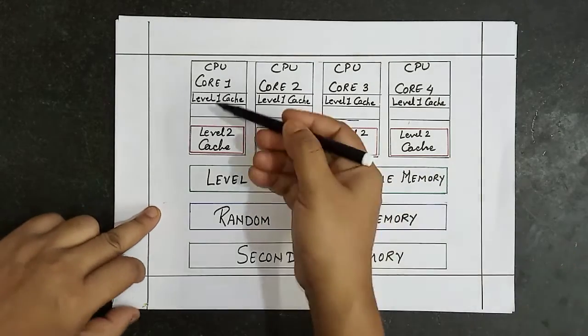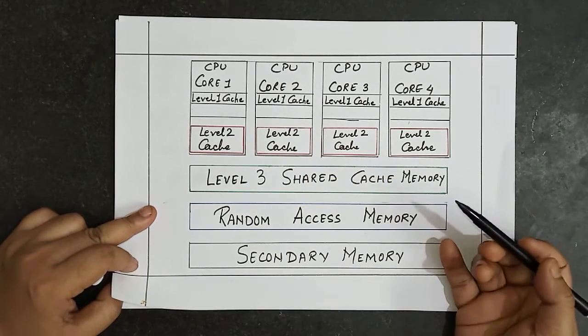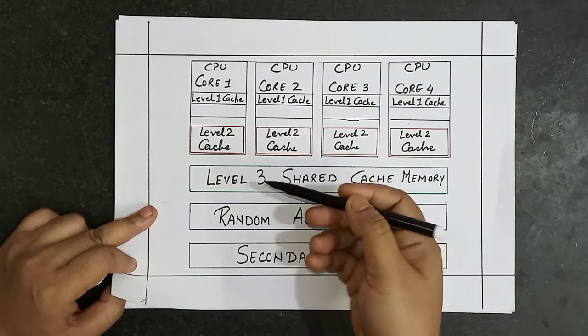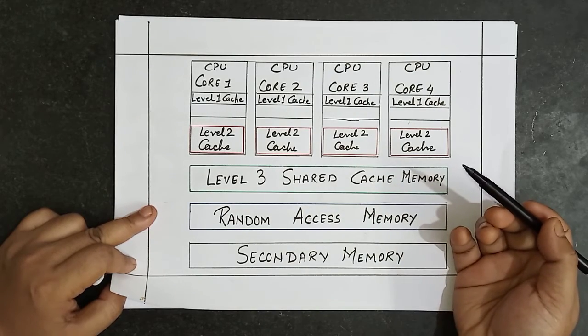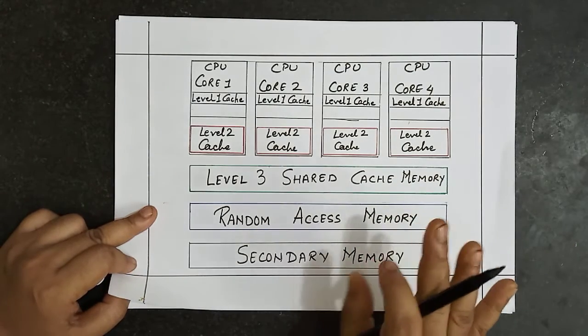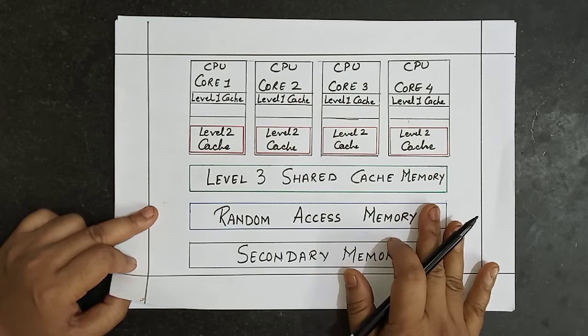So if the data is found in any of the caches, that is called a cache hit. If it is not available, then it is called a cache miss. So here we have seen the cache memory.